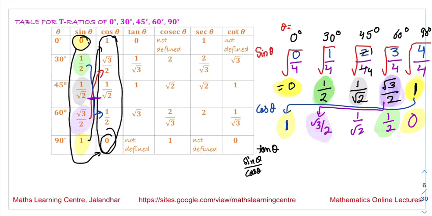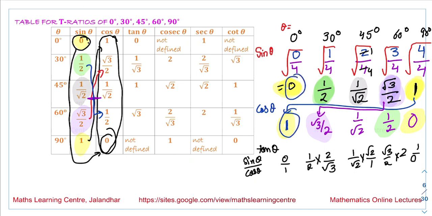So what is sine theta over cos theta? In this case it is 0 over 1. 1 by 2 into 2 by root 3. 1 by root 2 into root 2 by 1. Root 3 by 2 into 2 and 1 by 0. We are writing all these terms. What we have done, we have divided this first term 0 by 1. Similarly 1 by root 2 by 2 root 3 by 2. This will be reciprocal of this term. This is reciprocal of this term. This is reciprocal of this term.